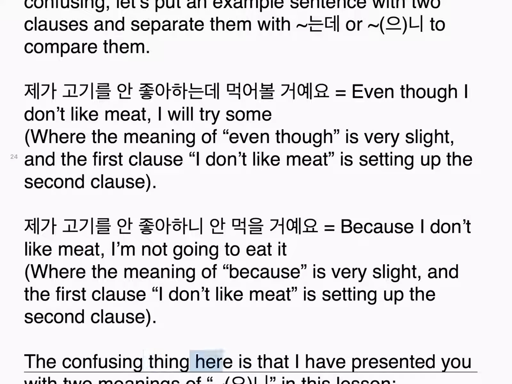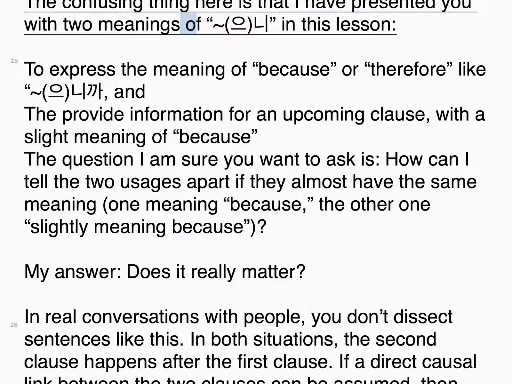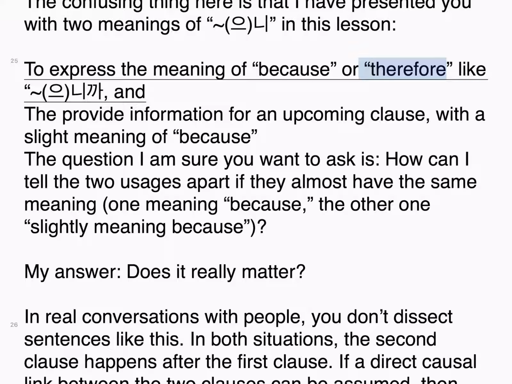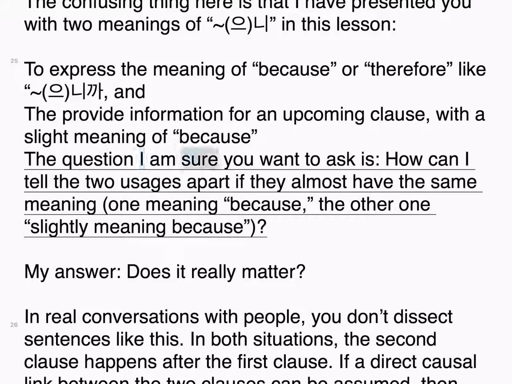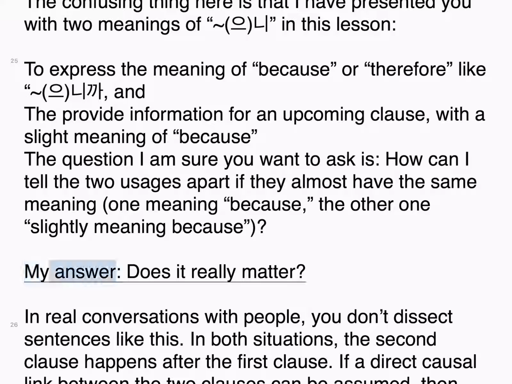The confusing thing here is that I have presented you with two meanings of 으니 in this lesson, to express the meaning of because or therefore, like 으니까, and to provide information for an upcoming clause, with a slight meaning of because. The question I am sure you want to ask is, how can I tell the two usages apart if they almost have the same meaning, one meaning because, the other one slightly meaning because? My answer: does it really matter? In real conversations with people, you don't dissect sentences like this. In both situations, the second clause happens after the first clause.